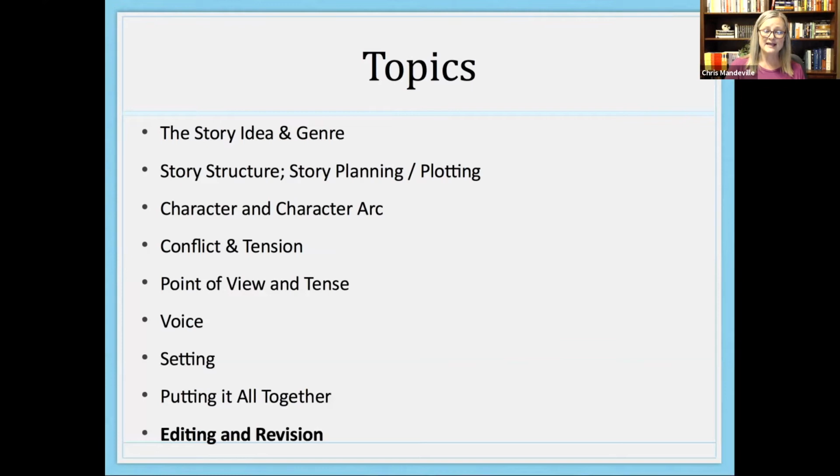Now, we're going to take all of those tools that we've now put in our writer's toolbox, and we're going to bring them to bear on the second draft of our story by looking at editing and revision. I don't see any questions, so I'm going to go ahead and move on to this section, and then I will have another time period at the end where you can ask me questions about anything.